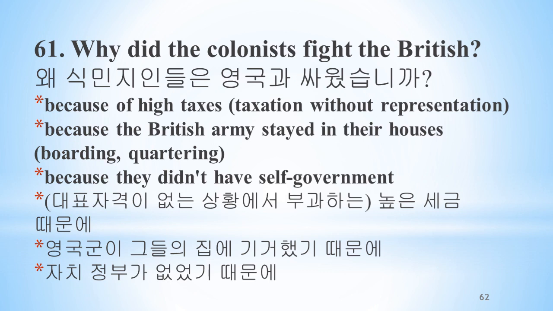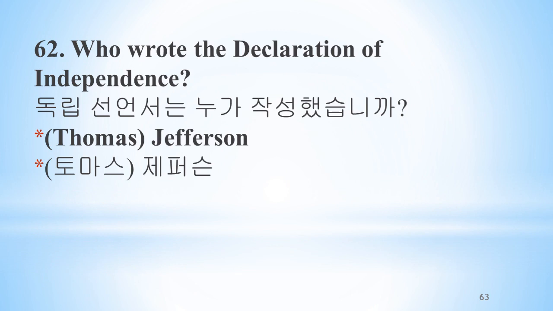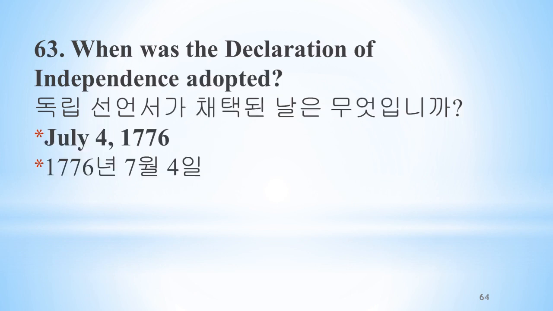Why did the colonists fight the British? Because of high taxes, taxation without representation, because the British Army stayed in their houses, boarding, quartering, because they didn't have self-government. Who wrote the Declaration of Independence? Thomas Jefferson. When was the Declaration of Independence adopted? July 4th, 1776.